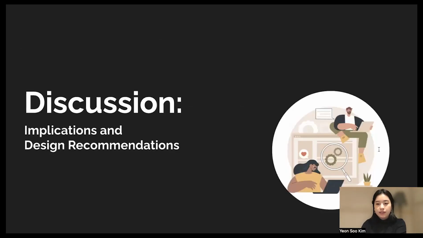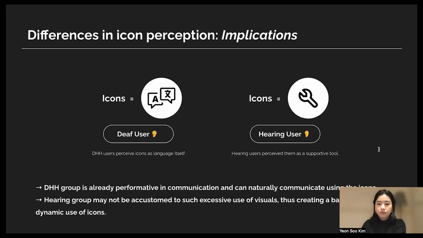Next is implications and design recommendations of this research. We used paper prototypes for user engagement and discovered implicit user needs in using icons as a visual aid. Here we observed and analyzed users' reflections and experiences of using icons in mixed group conversations. We will discuss key implications for consideration and design recommendations when designing and developing an icon system as a semantic tool to enhance mixed group communication.